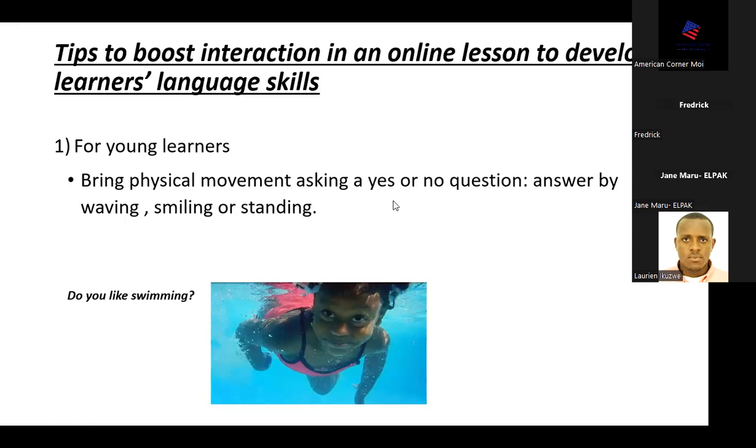learners' language skills. I am a teacher of English and I teach young learners. And I believe we also have teachers of English here who teach both young learners and adult learners or teenagers. We are going to look at a few tips that will help us boost our online classes. For young learners, who are quite active, one of the ways that we can do this is to bring physical movement by asking a yes or no question.